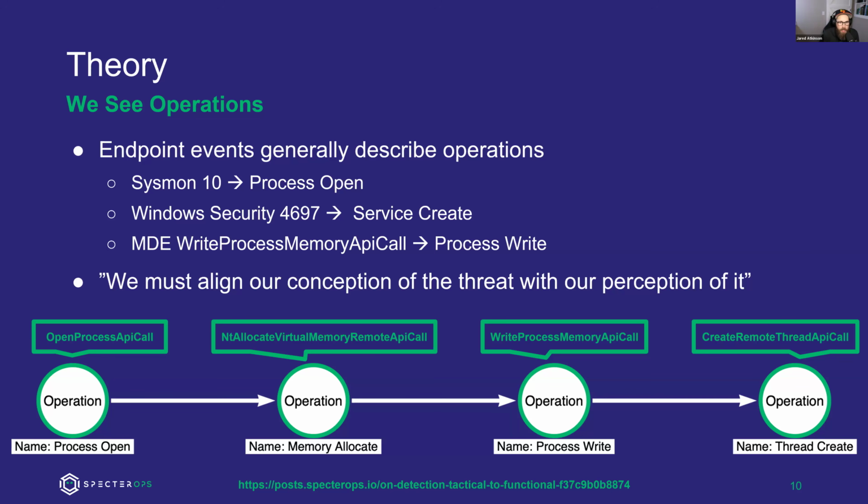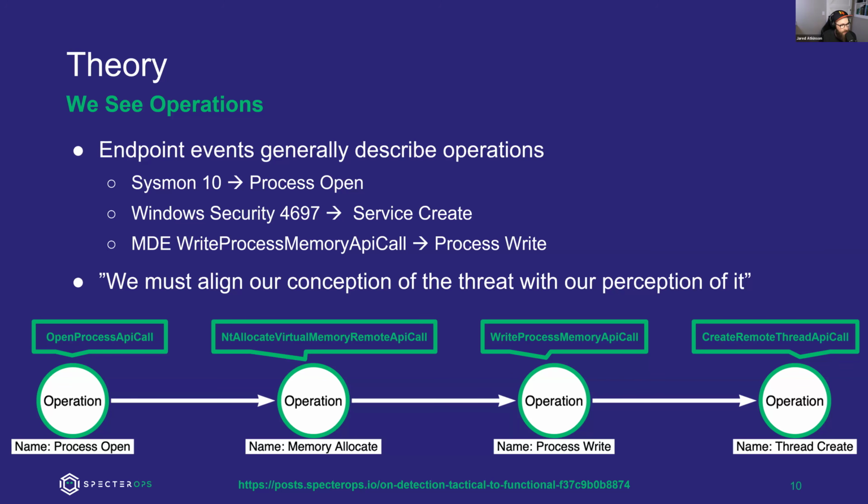A couple examples that a lot of us are familiar with are things like Sysmon event ID 10. We call that a process access event, but it could also be referred to as the process open operation, right? So a process opened a handle to another process. You open a handle to LSASS, for instance. We have the Windows Security 4697 event that would tell us about a service create operation. We have a Microsoft Defender for Endpoint write process memory API call event, and that tells us about a process write operation. And so what we see here is that same operation chain, that same procedure.